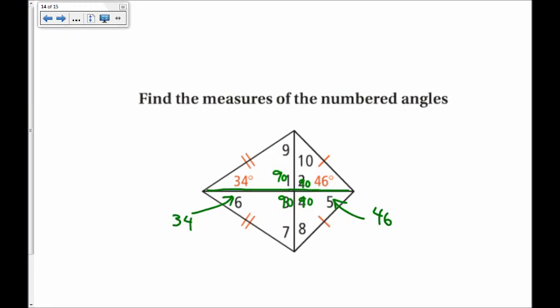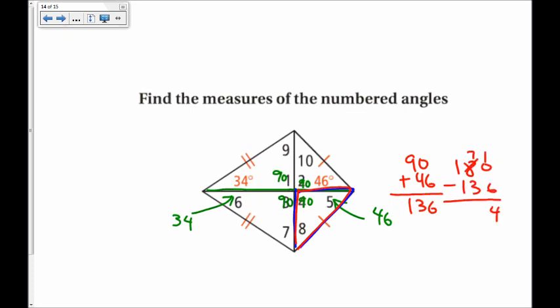And I will next look at this triangle, and I know that 90 and 46 and what make 180. So 90 plus 46 add up to 136, and because these make a triangle, I will take 180 minus 136. I get 44 degrees. So angle 8 is 44. And 10 is 44 degrees for the exact same reason.